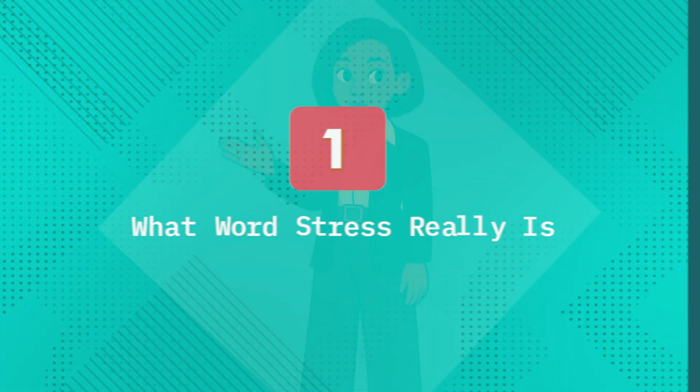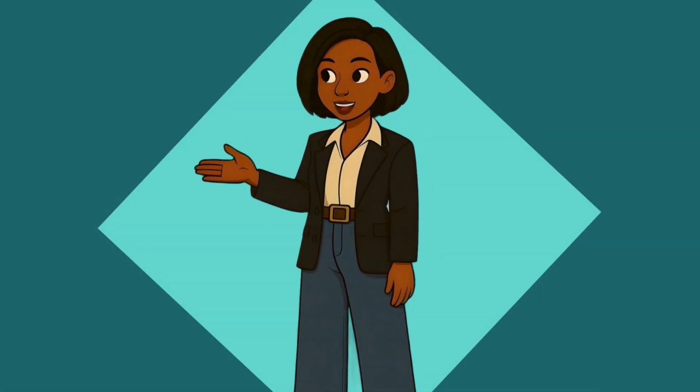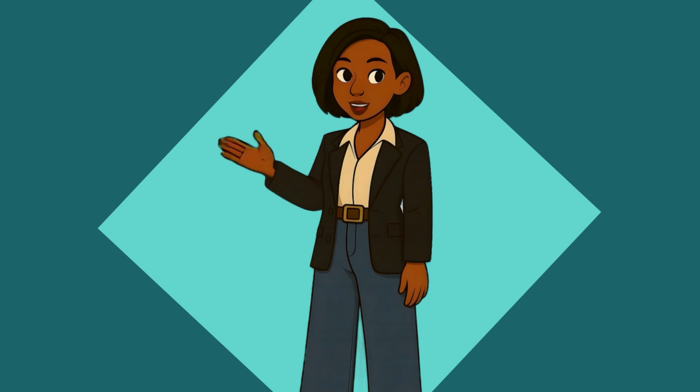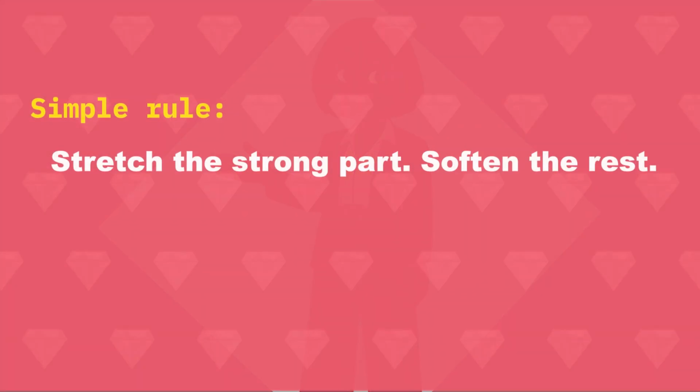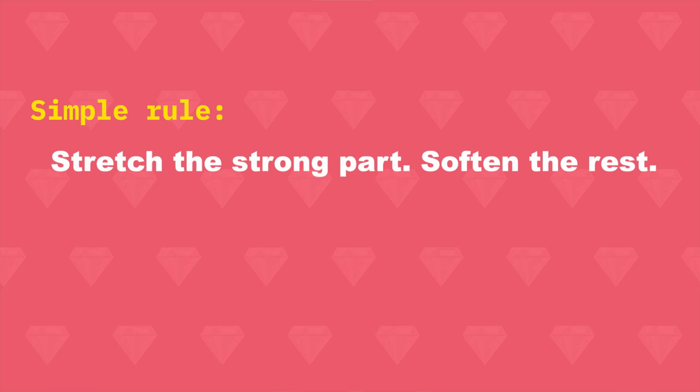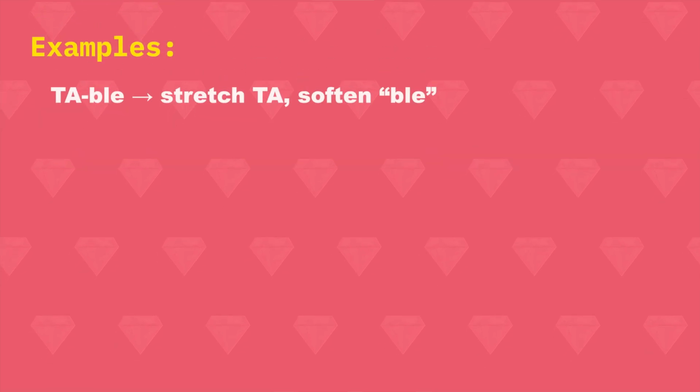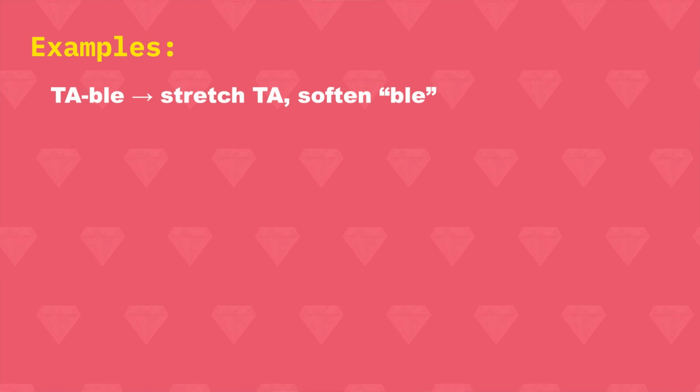In English, one part of the word gets more energy. You say it a little louder, longer, and clearer. That's the stressed syllable. Stretch the strong part, soften the rest. For example, table. Stretch "ta", soften "ble".